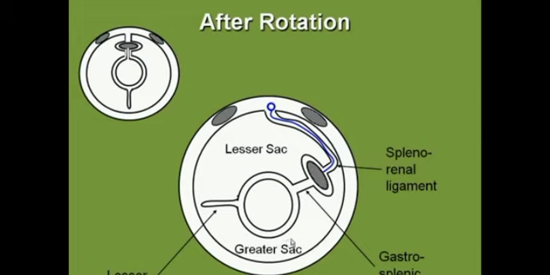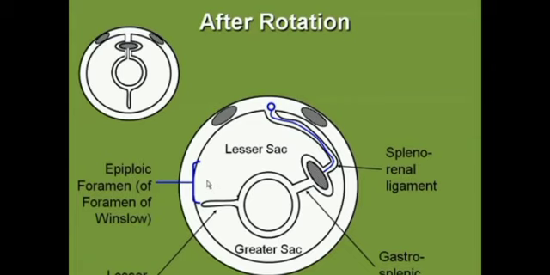And we can see that the pathway to get from the greater sac to the lesser sac is to pass around the free edge of the lesser omentum. By passing around the free edge of the lesser omentum, we can get from the greater sac into the lesser sac and pass through that little gap between the free edge of the lesser omentum and the posterior abdominal wall. And so that space there, between there and there, has been given the name epiploic foramen, or foramen of Winslow. That's the pathway into the lesser sac that was created by this 90-degree rotation.